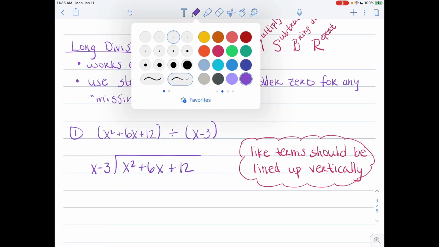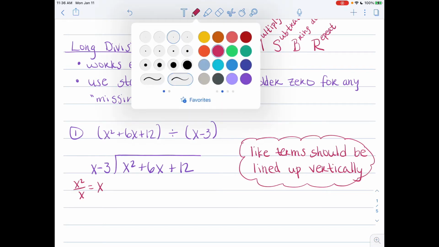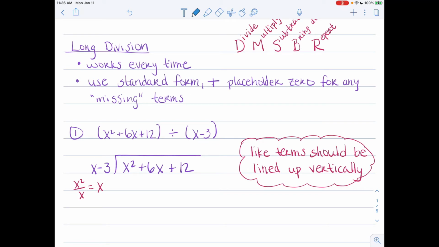And so the first thing I need to do is divide. In this case, what I'm asking myself is how many times will x divide into x squared? So let's come off to the side here and do that little bit of math. X squared divided by x is going to give me an x. You don't have to write that to the side if you don't want to, but for the first couple of times I suggest that you do. So we're going to write an x as part of our quotient, and remembering that like terms should be lined up vertically, I'm going to write that x above the 6x that's in my dividend.